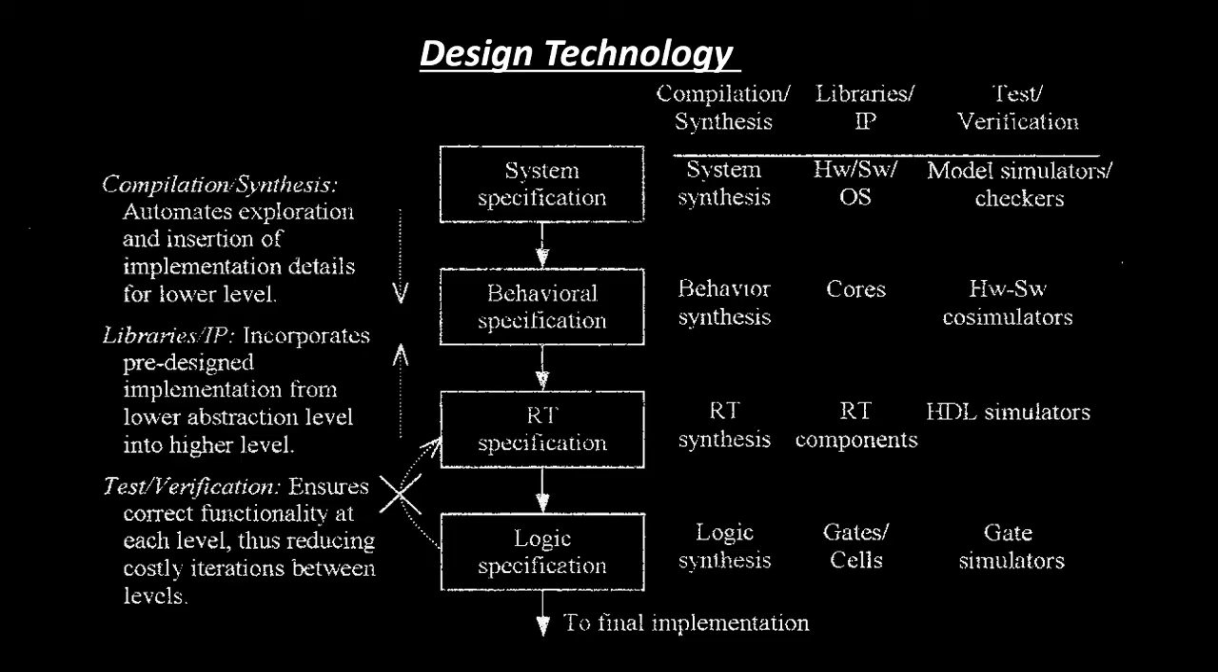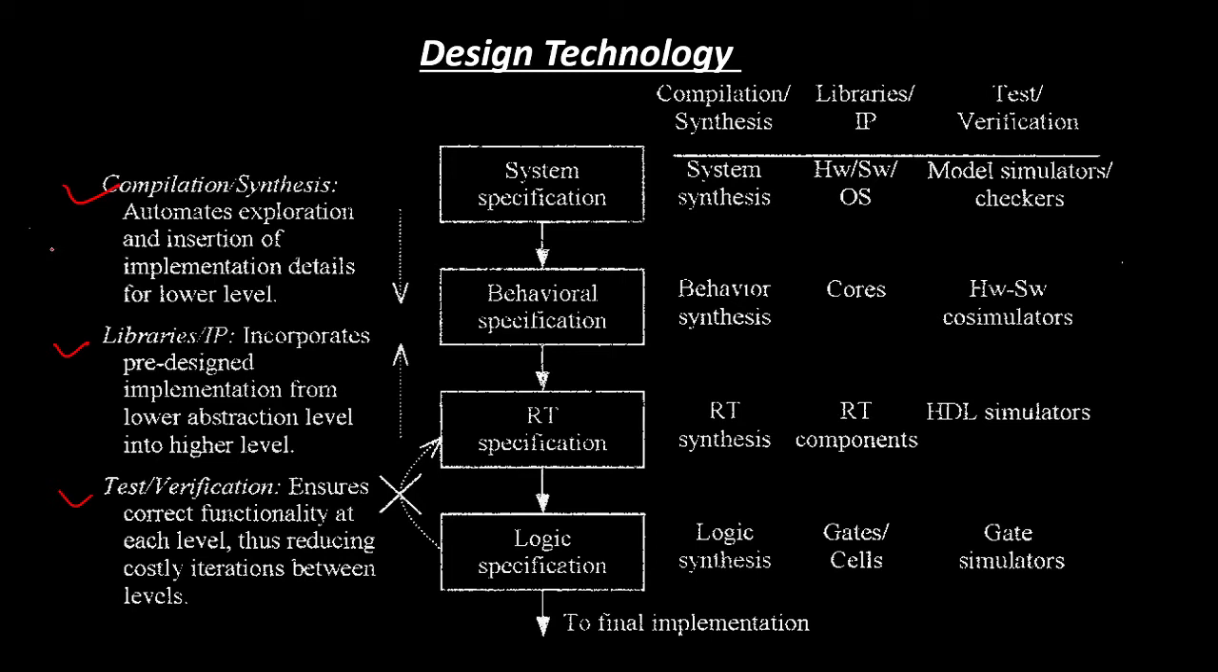Finally, the designer refines the remaining specification into an implementation consisting of machine code for general purpose processors and a gate level netlist for single purpose processors. There are three main approaches to improving the design process for increased productivity, which we label as compilation, synthesis, and library IP and test verification. As you can see over here, compilation, library, and test verification. Several other approaches also exist.